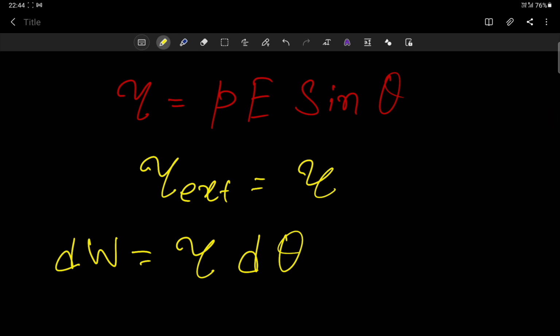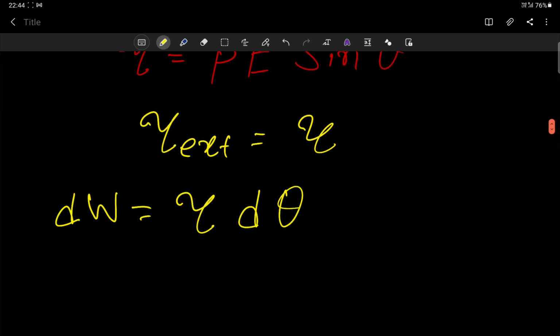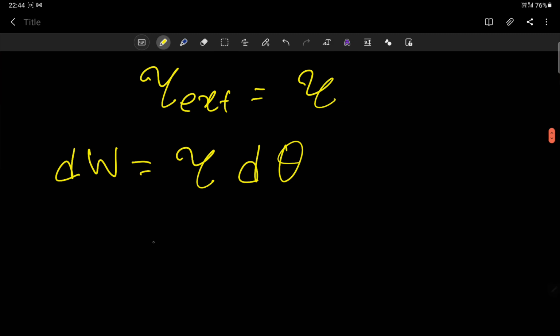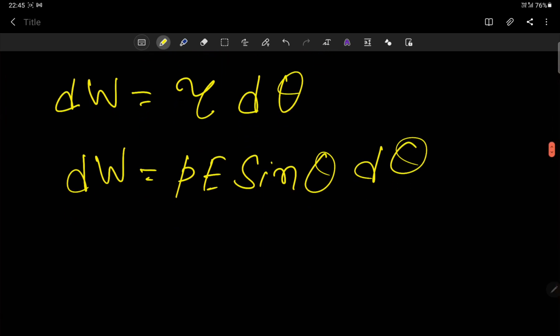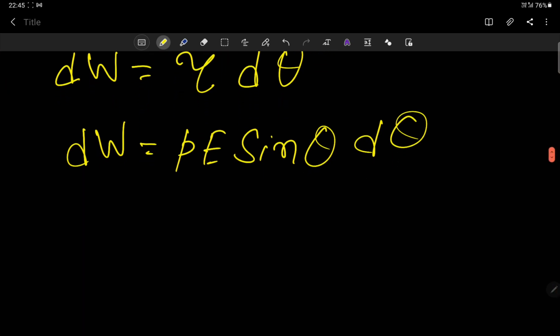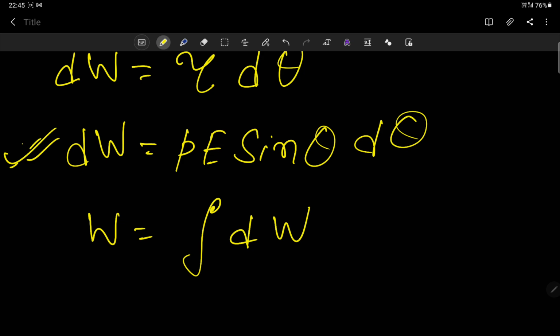Or you can understand it this way: since the force is 0, but here you have a torque, you have to apply the formula work done is equal to torque into angular displacement. What is the value of torque? Torque is equal to PE sin theta. So let me put PE sin theta in place of tau. So the small work done is equal to PE sin theta d theta. So the total work done will be how much? It will be the integration of dW.